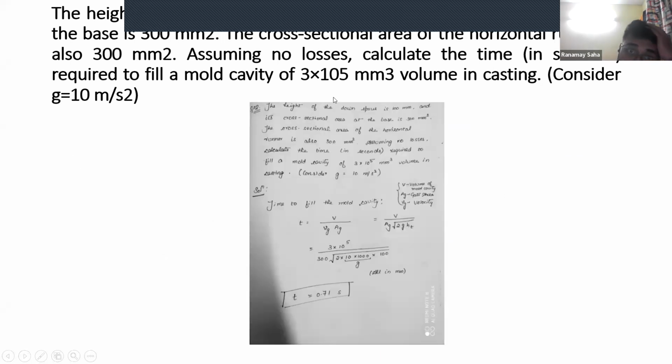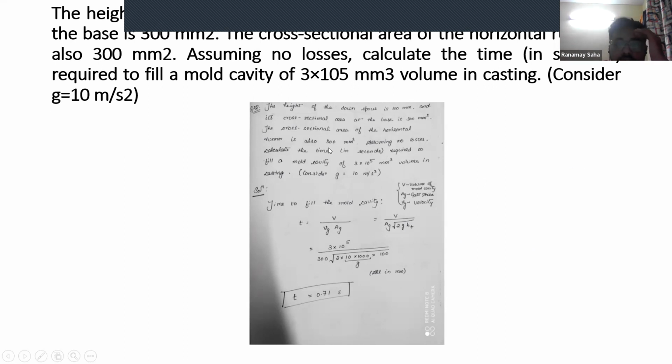Yeah. So it says that the height is 100 mm. So this is a question about mold filling time. I think this has been covered in the six content, and there must be some assignment question related to this topic also. It says that the cross-sectional area at the base is 300 mm square, and the cross-sectional area of the horizontal runner is also 300 mm square.